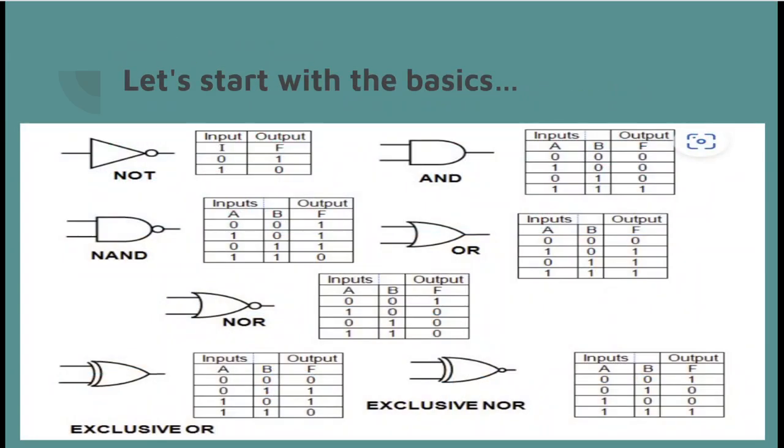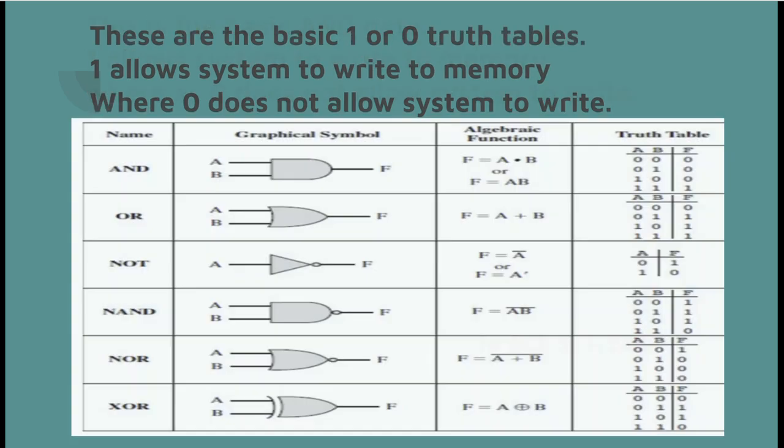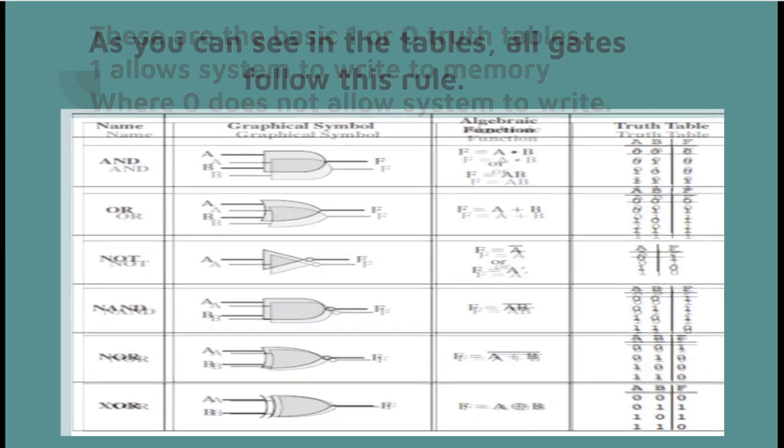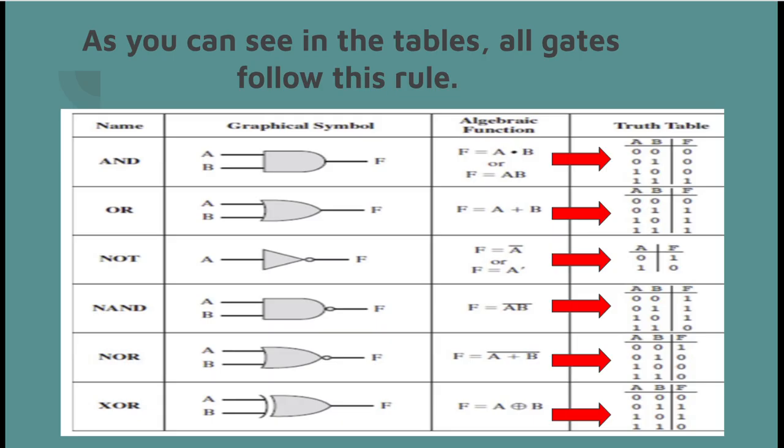Let's start with the basics. This little guy right here will do. This is the basic AND gate. 1 allows the system to write to memory, whereas 0 does not allow the system to write. As you can see in the tables, all gates follow this rule, as illustrated right here and here and here.